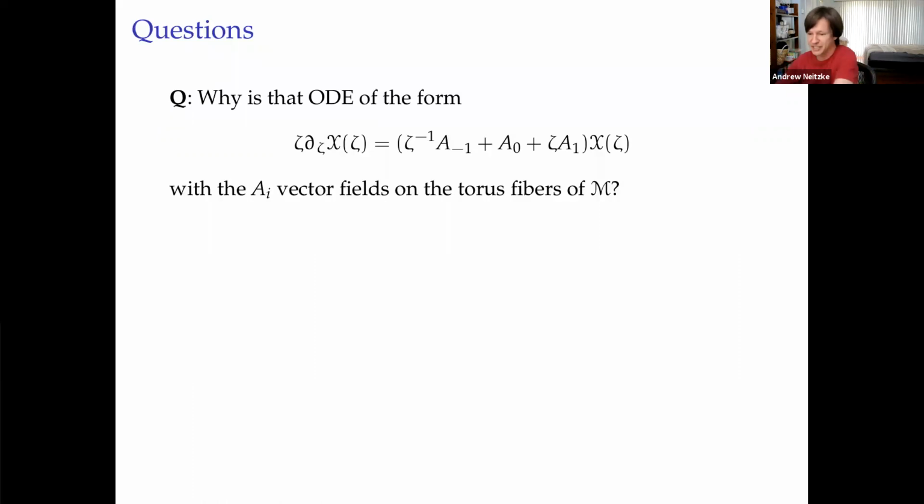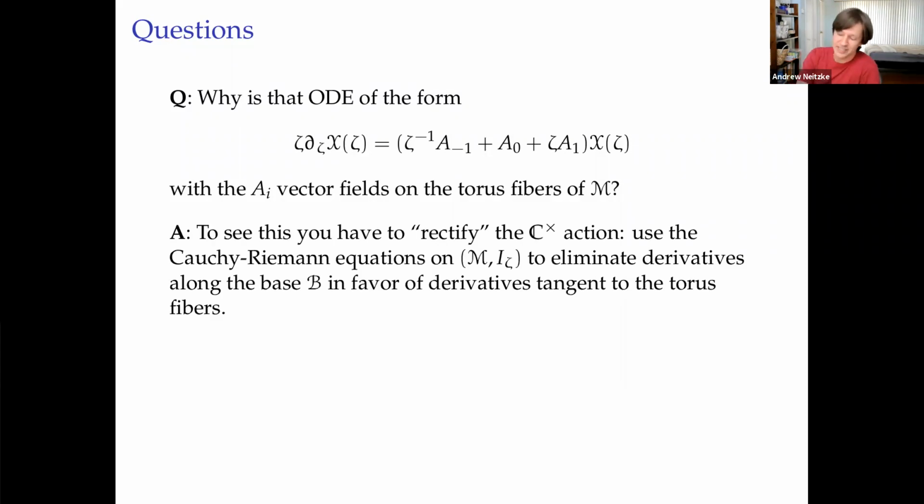Then there's the question, why is it of the particular form that I wrote? I said that the behavior we're looking for in this Riemann-Hilbert problem is characteristic of ODEs with this very particular form. So why do we have an ODE in the zeta direction of this particular form? Well, to see that, you have to do a little bit of work. Essentially, what you have to do is first write down the C star action in the most obvious way. Then you have to kind of rectify it a little bit.